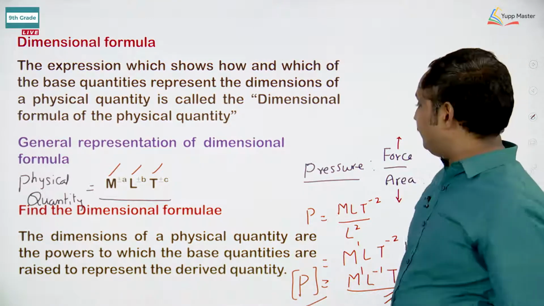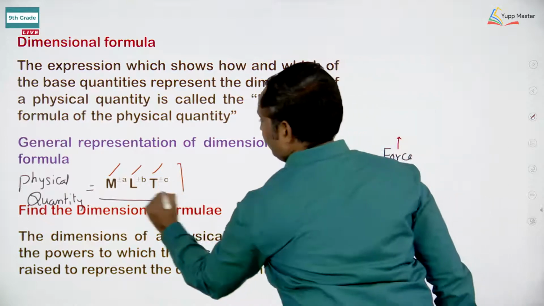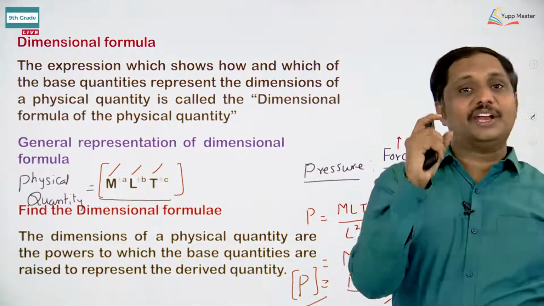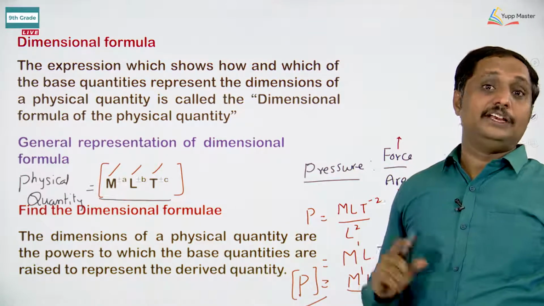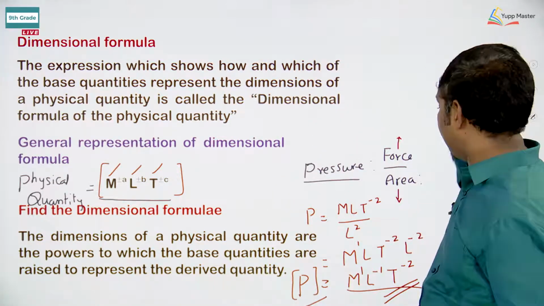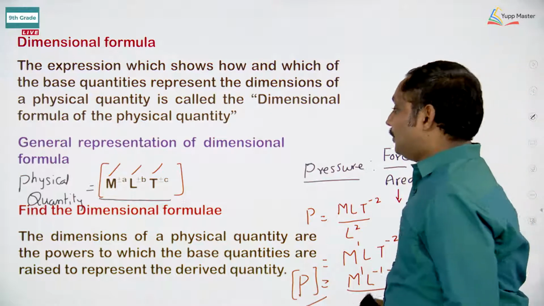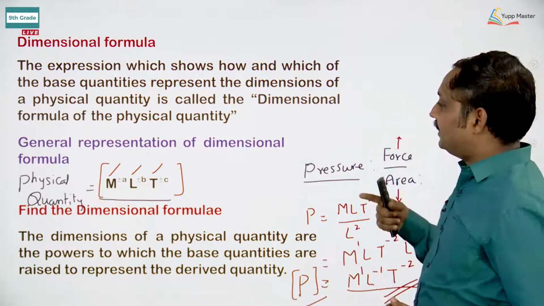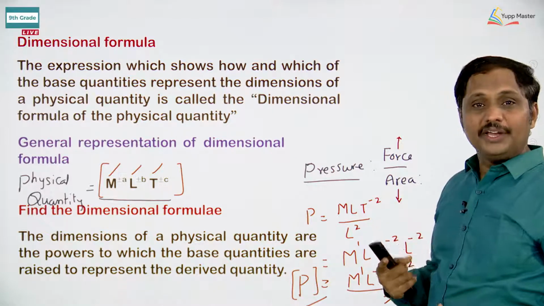The dimensional formula of any physical quantity can be represented in this form. You have to write. All these are based on the formulas which are involved in the derived quantities in terms of some base quantities. Very clear. So, you have the confidence to derive the dimensional formula of any physical quantity.